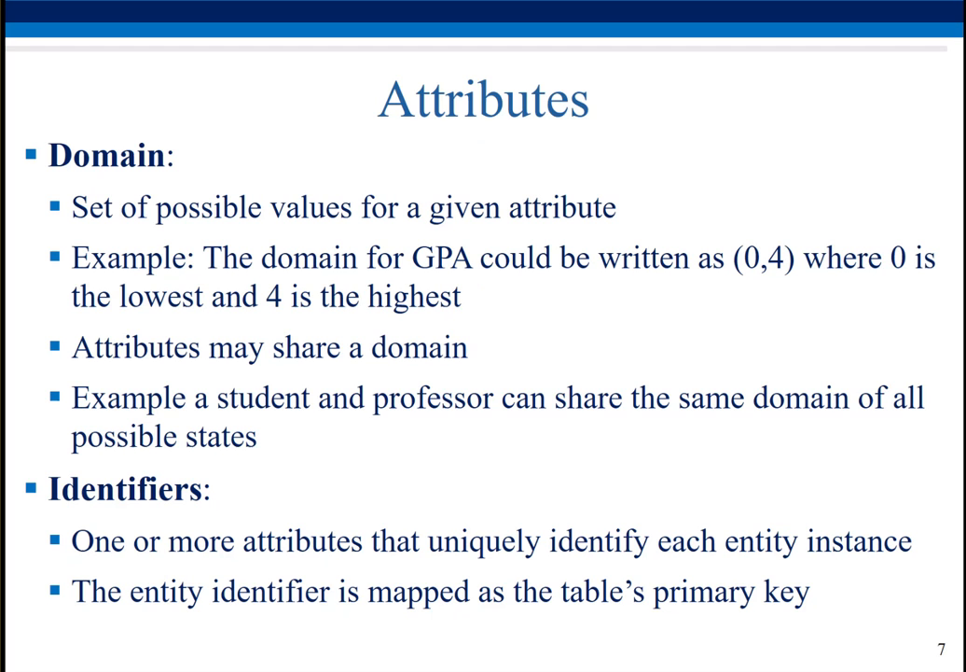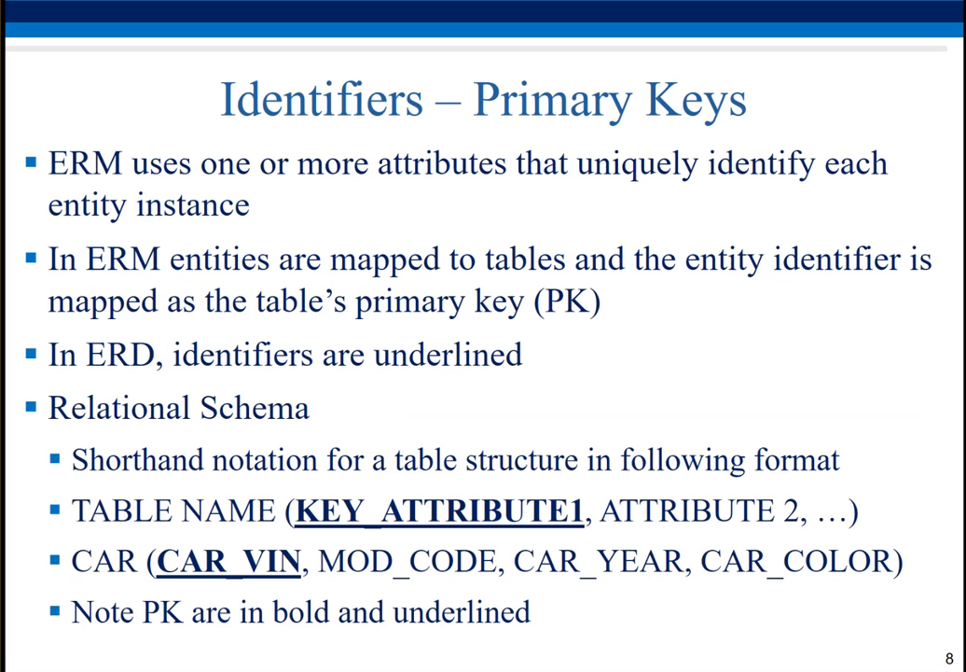An identifier is normally referred to as a key. So then we talk about primary keys. They're basically defined as one or more attributes. The key word here is uniquely identifies an instance, an entity instance, or a record.